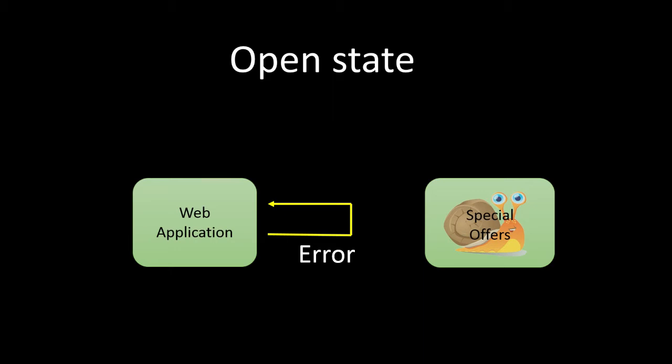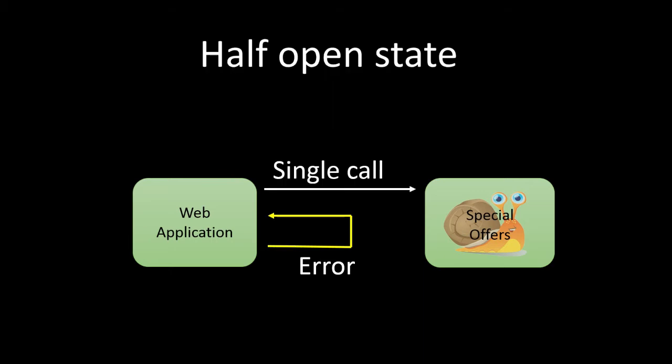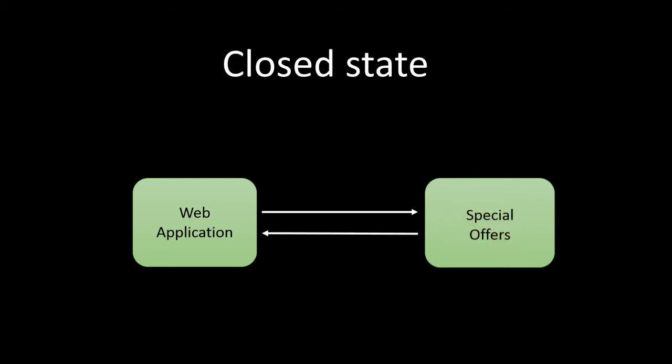Okay, but what if the service recovers? Then we probably want to call the service again to show the special offers. What the circuit breaker does is that it periodically lets a single call through. If this call fails, the circuit breaker is kept open and we fail fast continuously. But if this call succeeds, then we think the service is healthy again and we close the circuit breaker and resume normal operations.